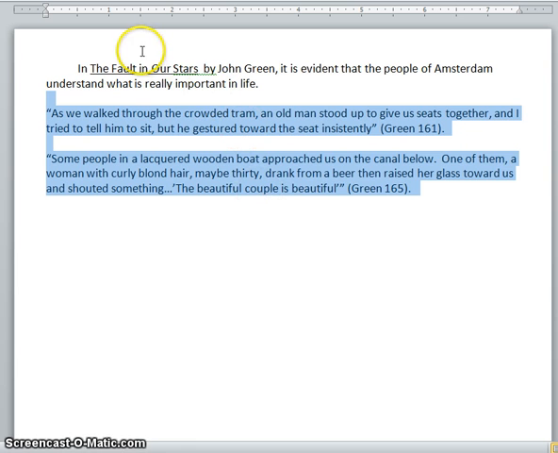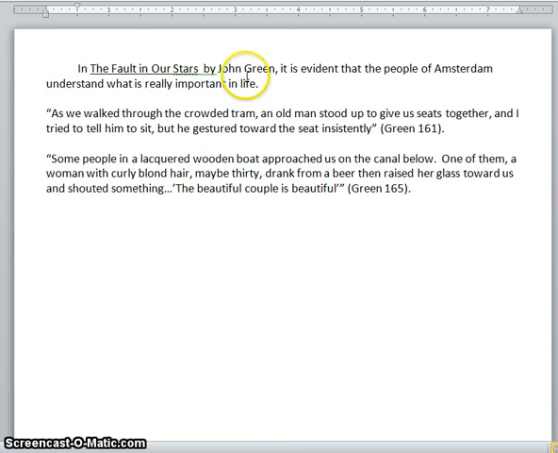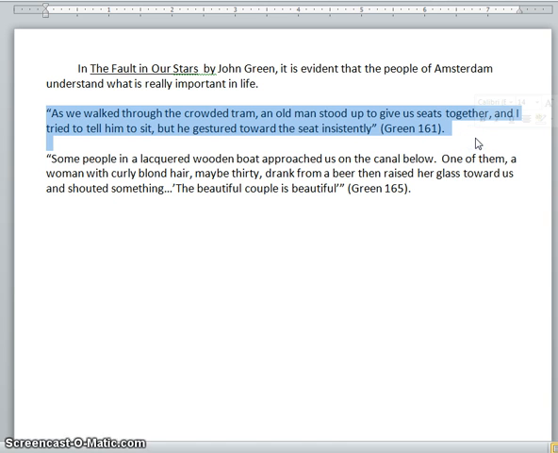before you craft your claim. So my claim is that in The Fault in Our Stars by John Green, it is evident that the people of Amsterdam understand what is really important in life. I know as a writer that I can't go straight from my topic sentence to my text evidence. I have to provide my reader with some background so that this piece of evidence makes sense. I also know that I can't write my background if I haven't chosen my text evidence, because then I'm writing without a direction. So what I need to do for my reader is give them a context so that this piece of evidence makes sense.